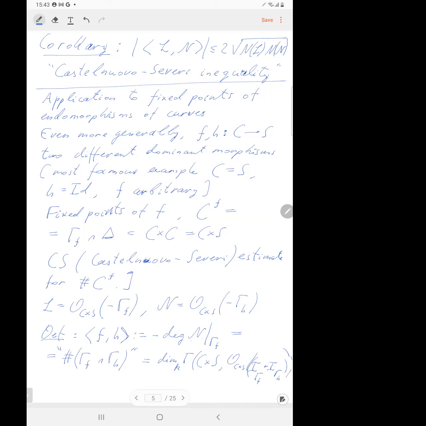The question is about the degree of the second bundle restricted to the first graph. Yeah, that's the question. Yeah, that's what you ask, I hope.